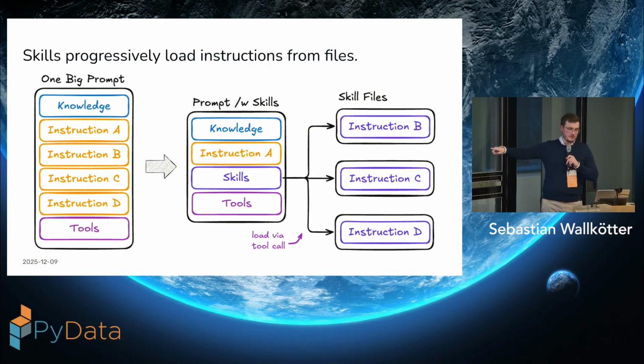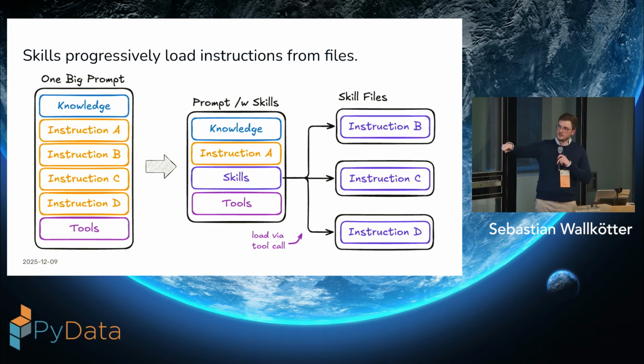Second one is skills. Skills are a relatively new idea from Anthropic. They introduced this, I think they wrote the blog post like mid-October, so roughly 1.5 months ago. And what skills are is progressive loading for your instructions. So you can think of it as like the counterpart to RAG, but for the instructions on the skill and the things that the agent can do.